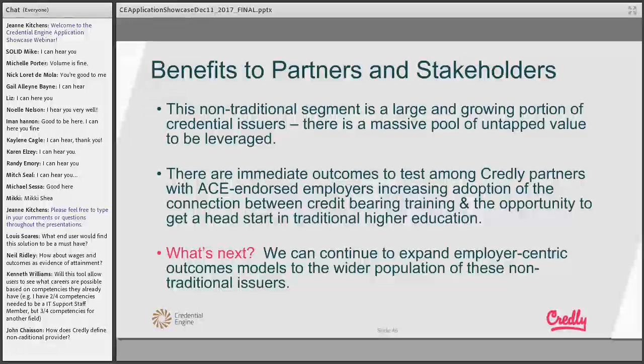And then again, what's coming next is, we're really focusing a lot on these employer and association-centric outcome models. And we think that this non-traditional part of the pool that we've been seeing in particular is going to be growing quite quickly, and we're excited about the value that a partnership and an integration with Credential Registry can bring to our issuers and our earners.